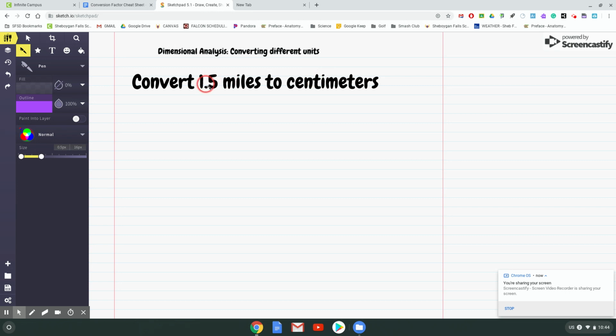In this case, I would almost be asking you to look at something 1.5 miles away and measure how many centimeters that is. Now, you could easily go to Google and type this in and get an answer. That's not what we're looking for here. We want you guys to be able to convert without that resource.